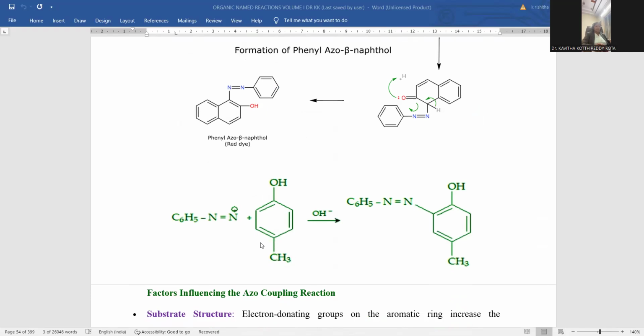Is there any provision? If the para position is blocked, what will it do? That's the reason why benzene diazonium salt is treated with paramethyl phenol. In phenol, the para position, more obviously, will go for the coupling. If the para position is blocked, obviously the second thought is going toward the other position, so that the ortho coupling product is feasible. Hence, the reaction is feasible even with the ortho if the para position is not available for the coupling reaction.